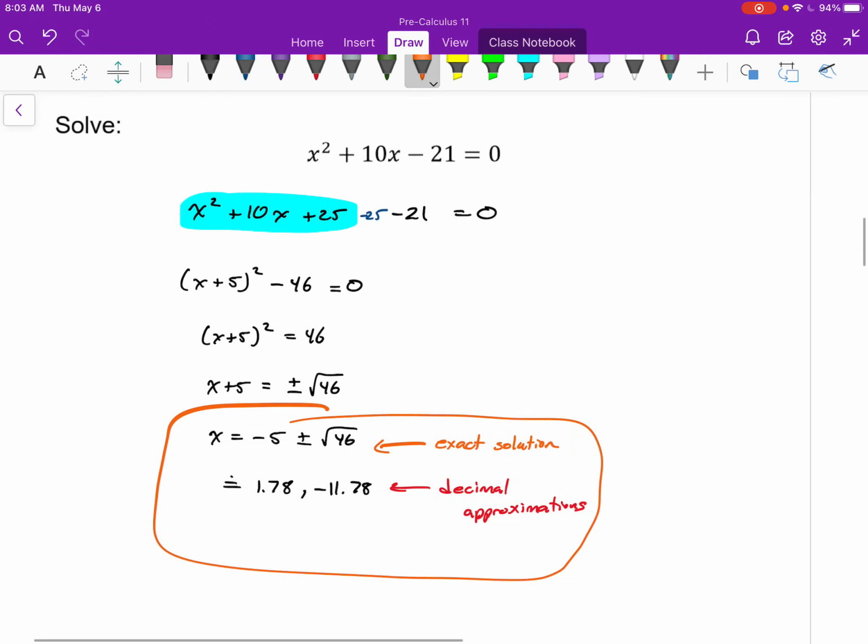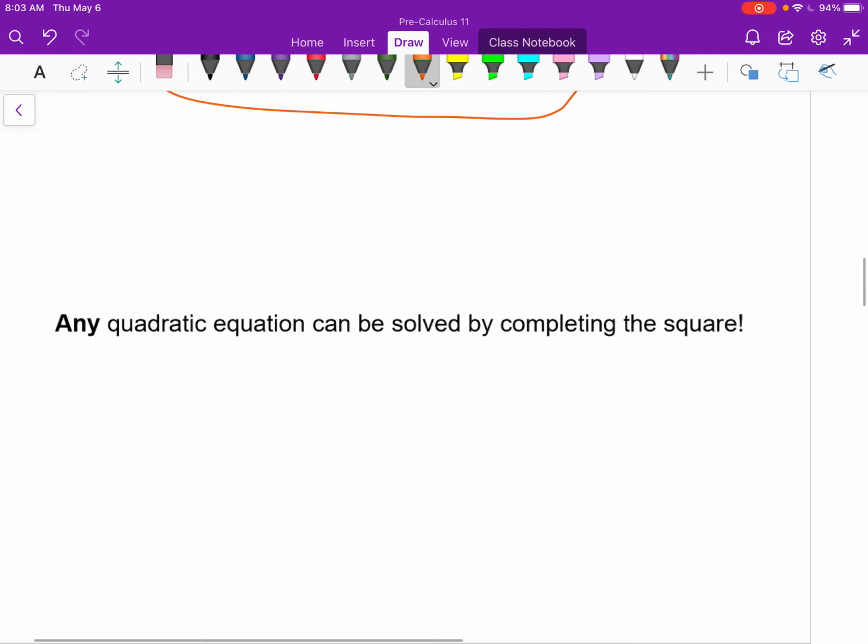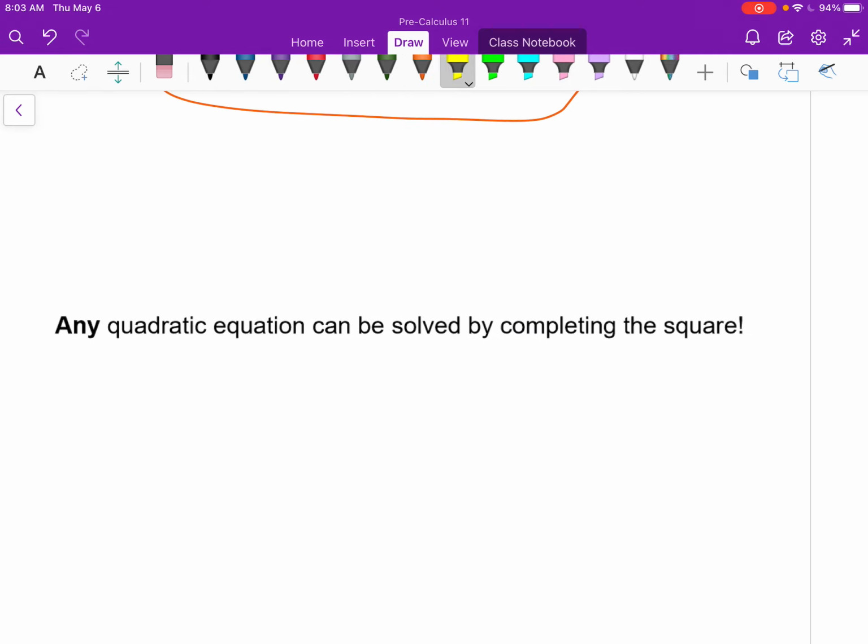OK, so notice in this case, that actually wasn't a lot of work. I couldn't factor it, but there definitely were solutions. And if I went to Desmos and graphed this, I would see those two decimal approximations. And so, as it says right here, any quadratic equation, there's no exception to this, any quadratic equation can be solved by completing the square.